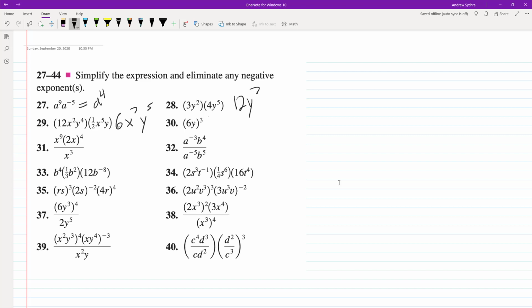This is going to be 36, 216 y raised to the 3rd. And when you have an exponent on the parentheses, it's the same thing as putting the exponent on each component inside the parentheses. So we've got x raised to the 9th times 16 x raised to the 4th over x cubed. This cancels out one of these, so we end up with 16 x raised to the 10th.